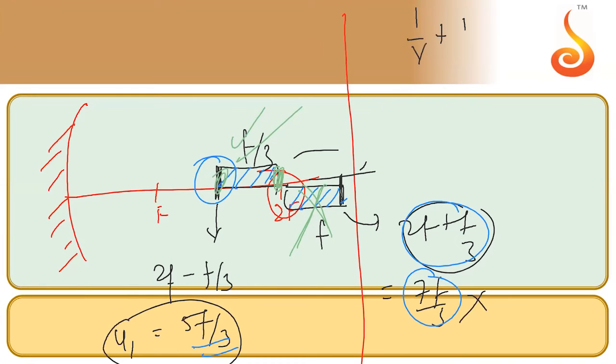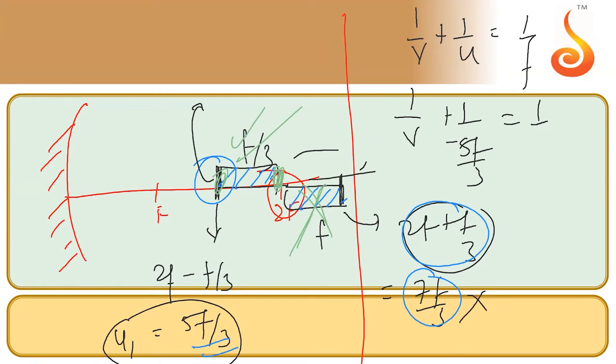1 by v plus 1 by u is equal to 1 by f. I hope all of you agree with me that this point's coordinate u value is equal to minus 5f/3. Minus sign coming because of sign convention. And this is a concave mirror. Concave mirror focal length is minus f. Can you please very quickly calculate and tell me the V value that you get?